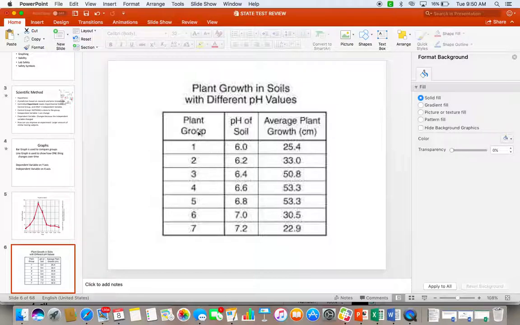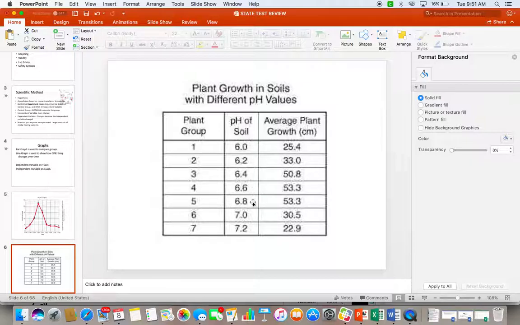So we can see just from this, we have 7 different plant groups. We have soil pHs recorded for each of those groups, and then we have plant growth, okay? So this is obviously an experiment where they tested how the pH of the soil would affect the growth of the plant. So if we look at what pH would be best, obviously we're wanting to see the most growth. So we'll just scroll down through this table, and we see that for 6.6 and 6.8, we have 53.3 centimeters.